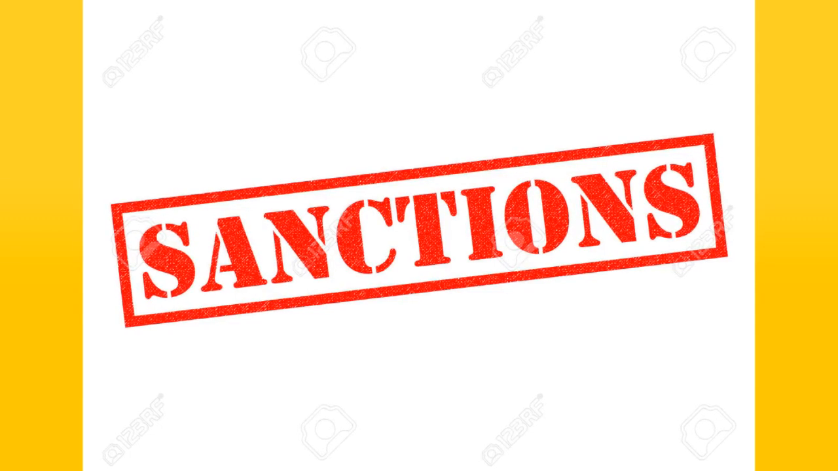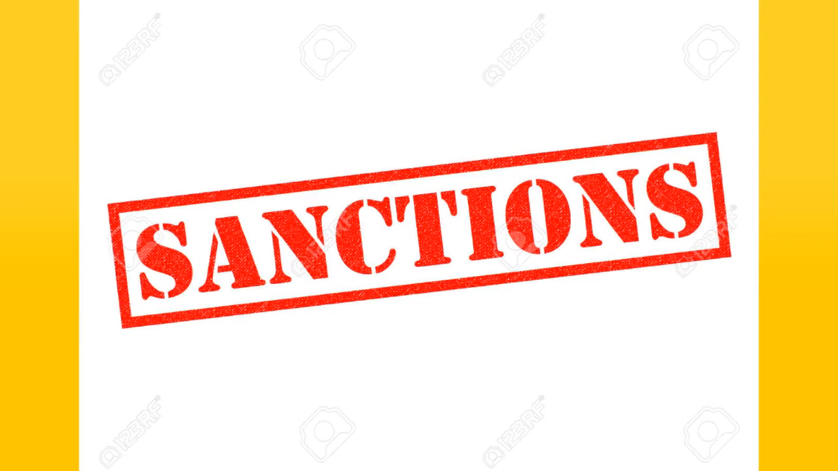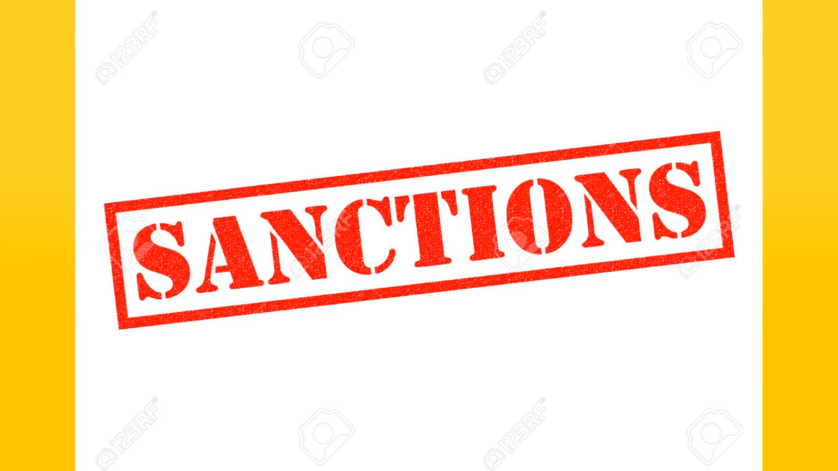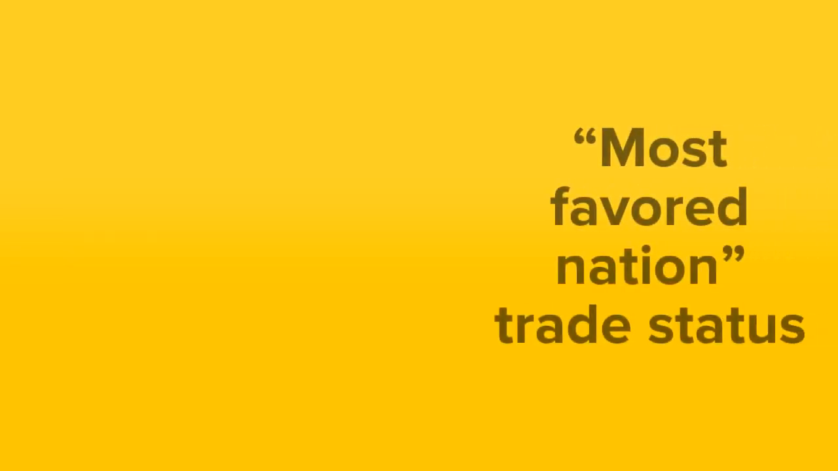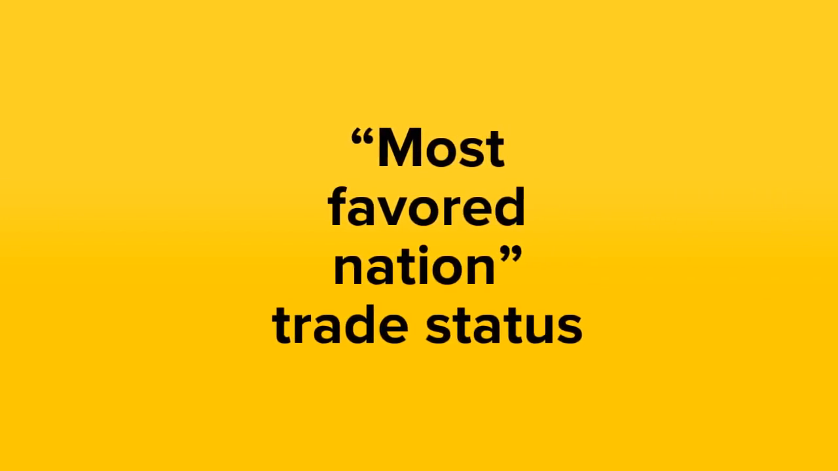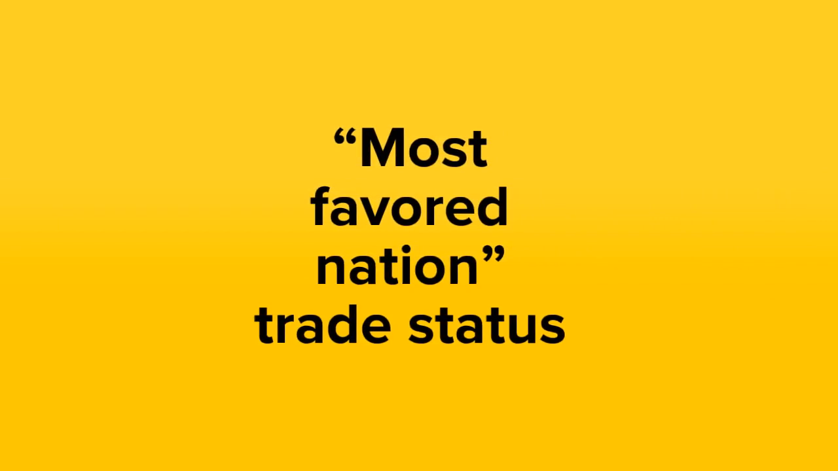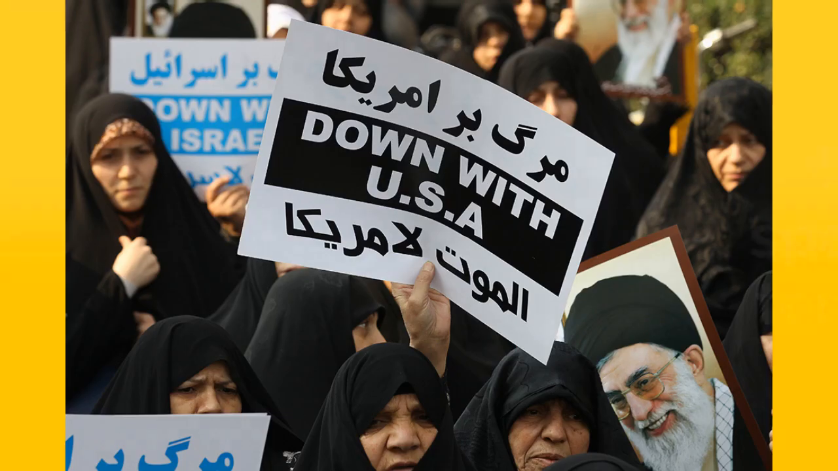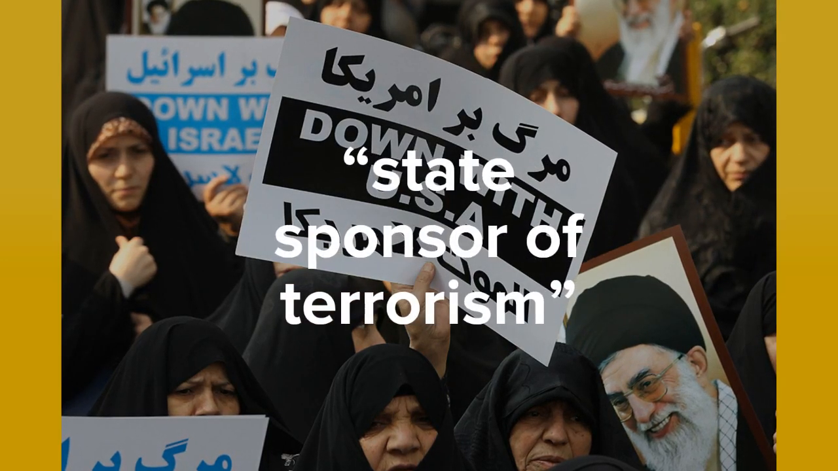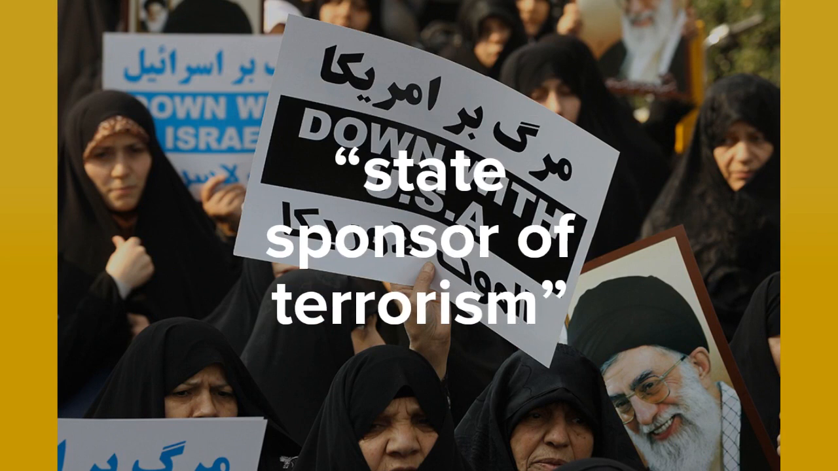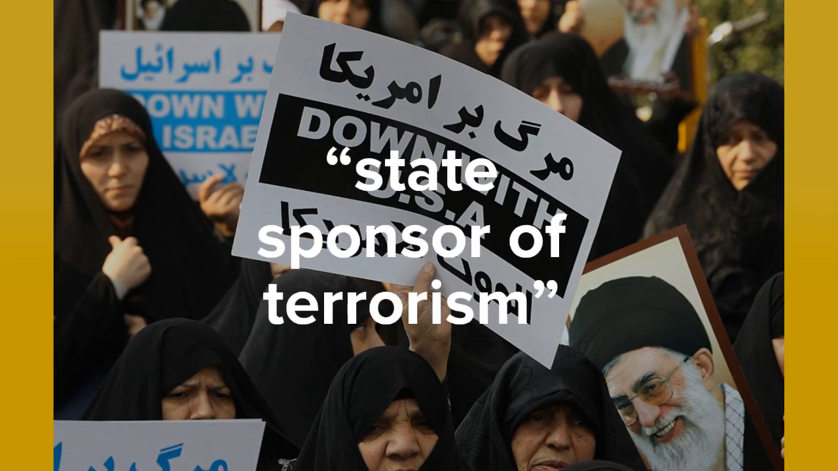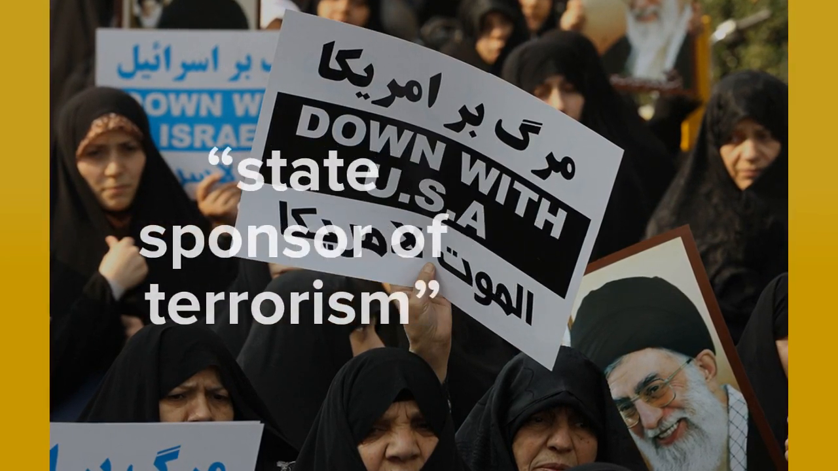Through a series of laws, Congress has also given the president the power to impose sanctions on foreign nations. Many of these sanctions are economic in nature. For example, the president has the power to deny most favored nation trade status to other nations. Denying that status makes it harder for them to trade with the United States. The president also has the power to declare nations state sponsors of terrorism, which restricts the kinds of goods that can be sold to them.